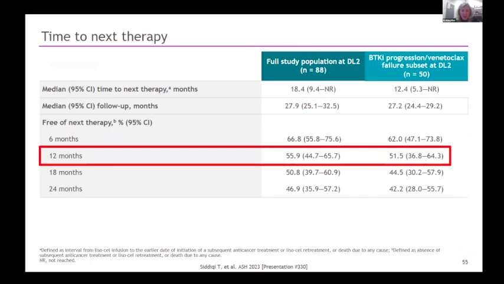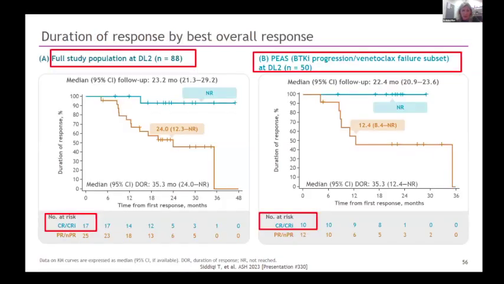I just picked out here this 12-month follow-up, that in the full study population at 12 months, we've got about 55% progression-free survival. We've basically reached the median progression-free survival at 12 months in the patients who've been double refractory to both BTK inhibitors and venetoclax previously.